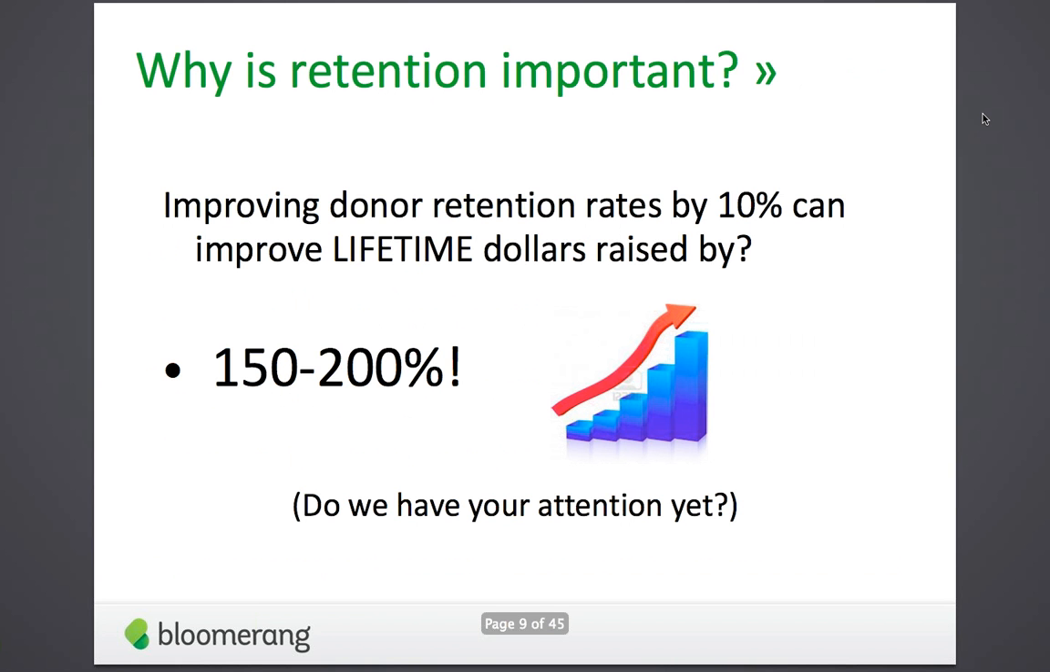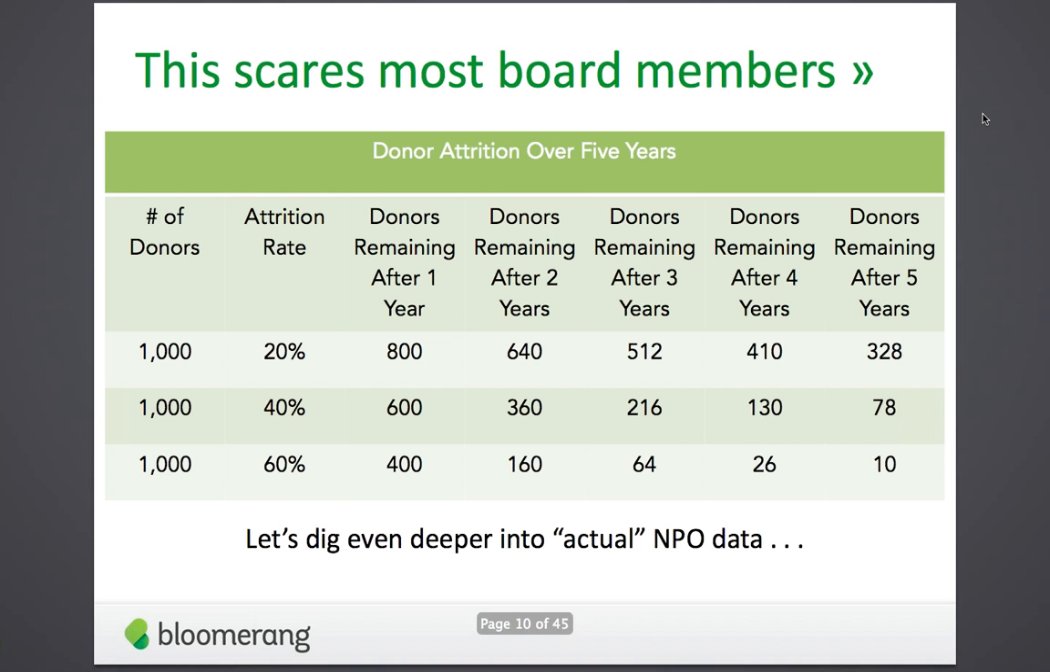So that's part of where we go with that, and figuring out why retention is important. A small change in that retention rate, once you know what it is, can make a big change in the lifetime dollars raised from your database of donors. In fact, a change of 10% can make a change of up to 150 to 200% in the lifetime dollars raised. And we'll dig into that number a little bit and show you where that comes from so you can get a better understanding.